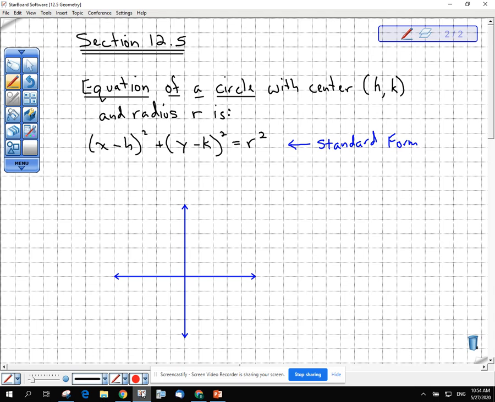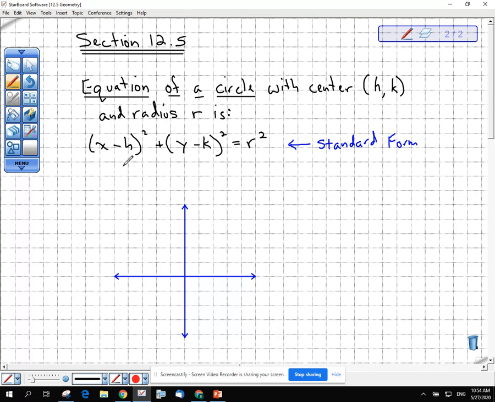Geometry section 12.5, circles in the coordinate plane, or what I would simply say is the equation of a circle. Starting here with notes, the equation of a circle with center h comma k, an ordered pair with numbers, like 3 comma negative 2 or 0 comma 0, and radius r, that's a number as well, is given by this equation: x minus h squared plus y minus k squared equals r squared.